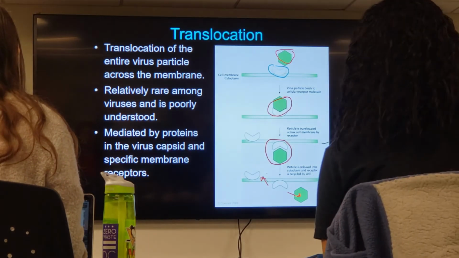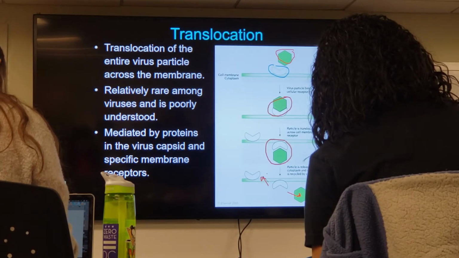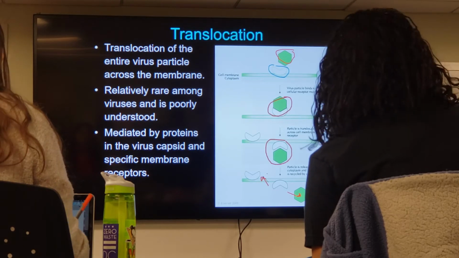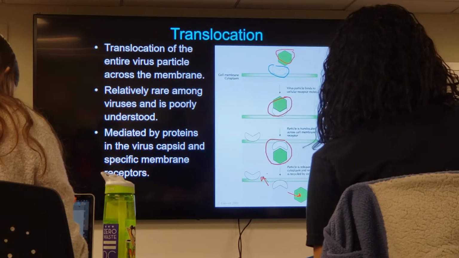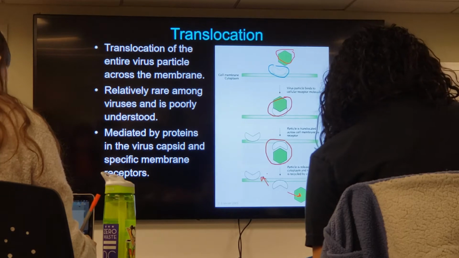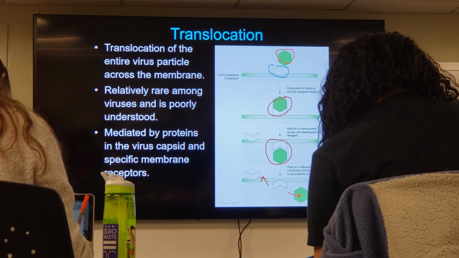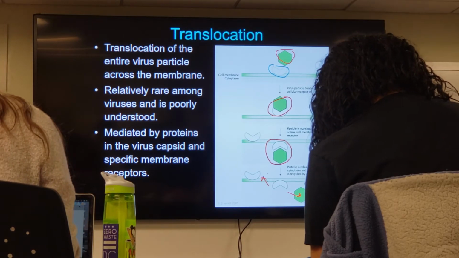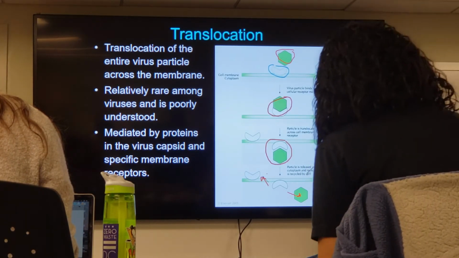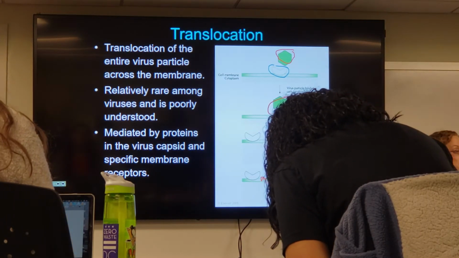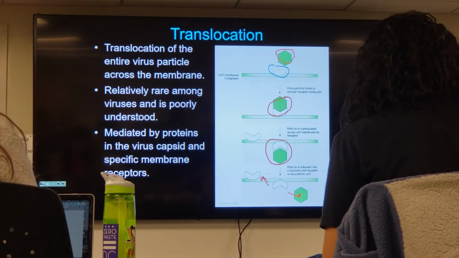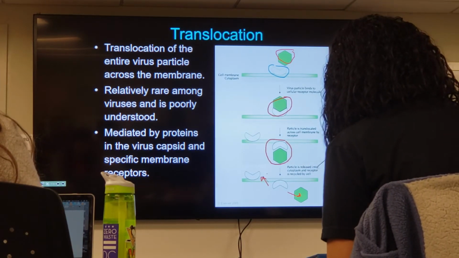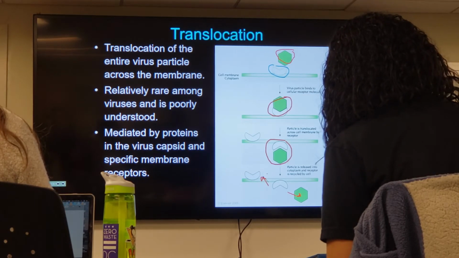So this process is mediated by both viral proteins and cellular specific membrane receptors. It requires both virus proteins and host cell receptors working together to carry out this process. This is a relatively rare strategy. We don't know if a lot of viruses actually use this strategy. We don't really have a good understanding of how this works and how it happens. Again, penetration is kind of a hard strategy to study because it happens almost simultaneously with attachment.